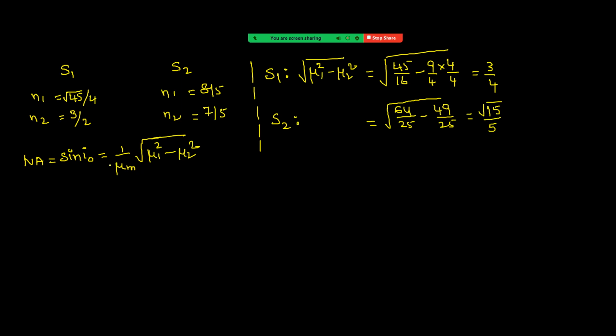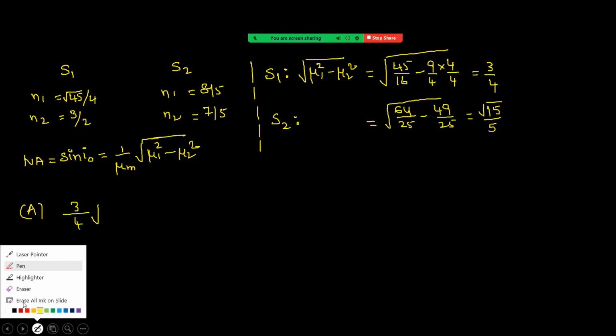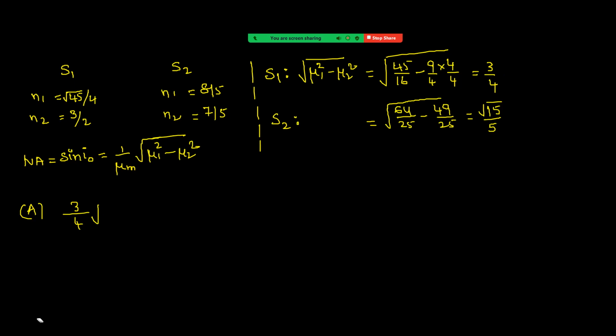Okay. Now let us verify the first option. Numerical aperture of S1 immersed in water. Immersed in water means I have taken mu of medium as 4 by 3. Okay. 4 by 3 means it becomes now 3 by 4 into this value. How much did we get? 3 by 4, right? Just put the value here. 3 by 4, right? So it is now how much? 9 by 16. That is for S1.